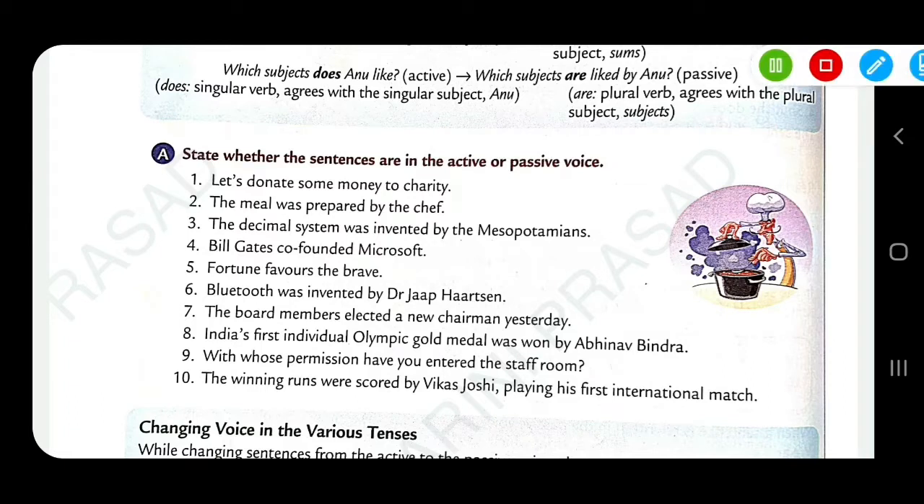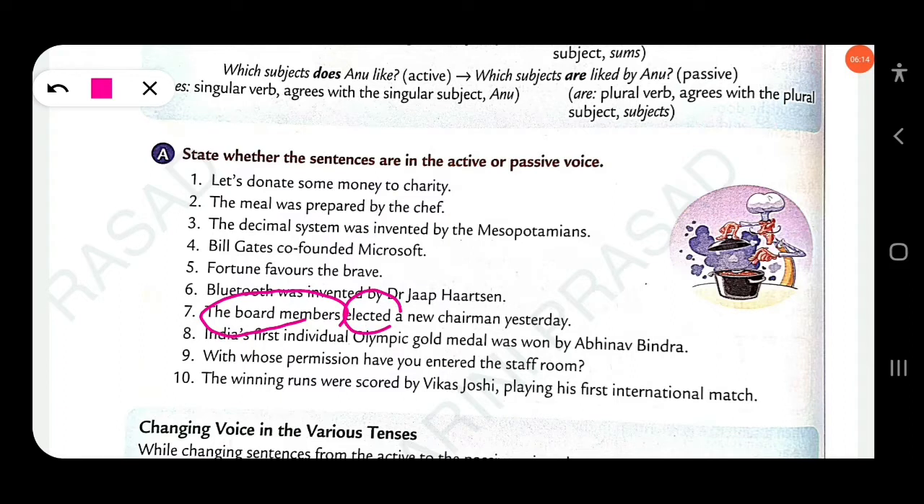Then next question here. The board members elected a new chairman yesterday. So here the subject performs the action: the board members elected. Okay, you can also change it into passive. A new chairman was elected yesterday by the board members. So here the verb is used in simple past, so you can also use was or were.